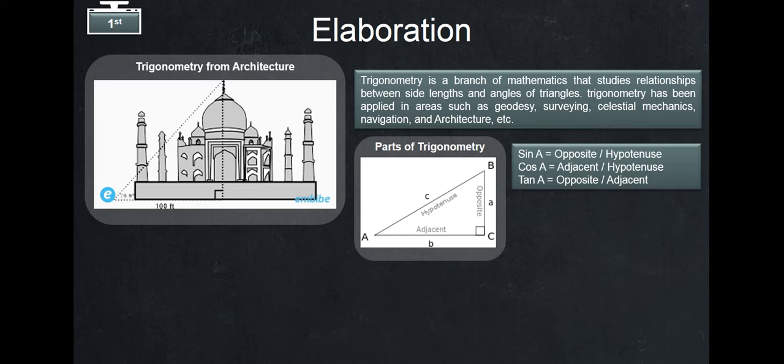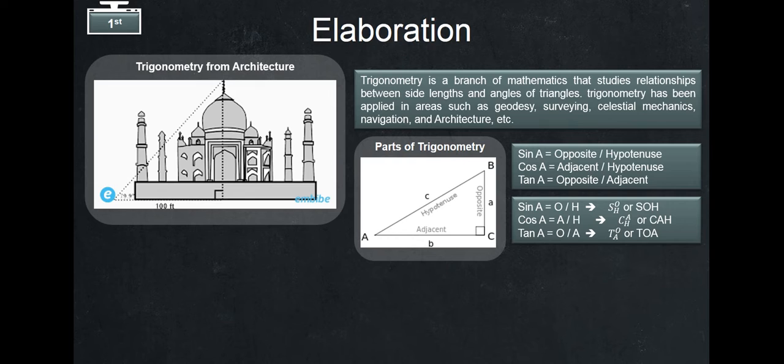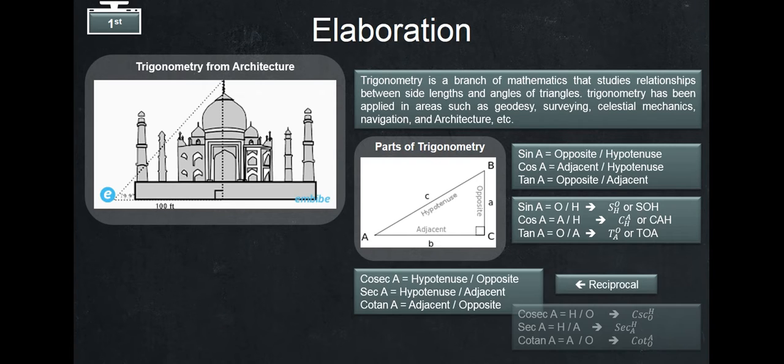In the international mathematical language, sin A equals O divided by H, read SOH. Cosine A equals A divided by H, read CAH. Tangent A equals O divided by A, read TOA. The reciprocals: cosecant A equals hypotenuse divided by opposite, read CSCHO. Secant A equals hypotenuse divided by adjacent, read SECHA. Cotangent A equals adjacent divided by opposite, read COT-AO.